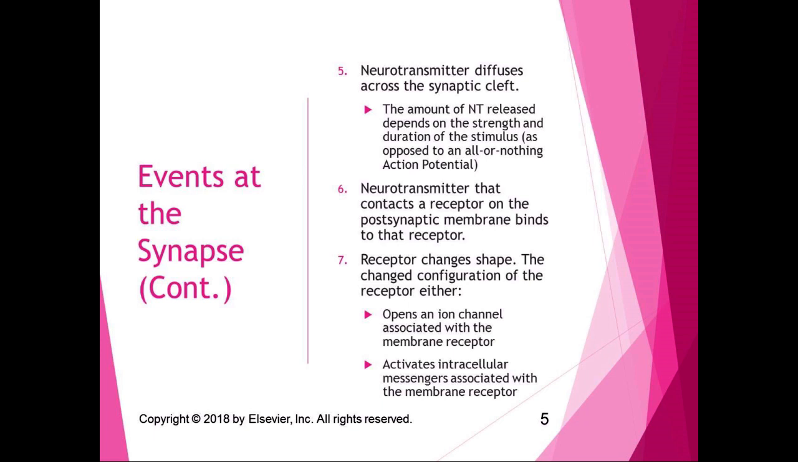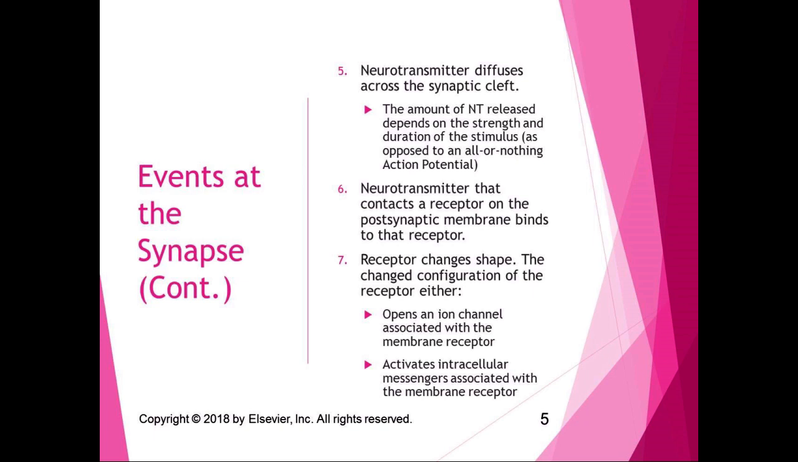The action potential triggers the release, but the more action potentials you have, the more neurotransmitter is going to be released in the synaptic cleft. So potentially it has more effect. So step 6, the neurotransmitter contacts a receptor on the postsynaptic membrane and binds to that receptor.